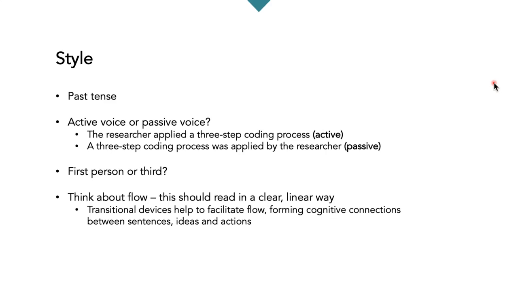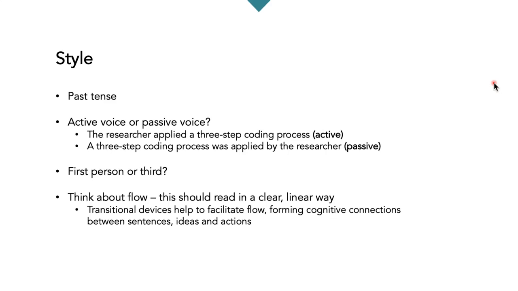The active voice is structured in terms of subject, verb, object. So we've got the example there that the researcher applied a 3-step coding process. So the researcher is the subject. Them applying is the action. That's what they're doing, and this 3-step coding process is the object of what they've done. That's the result structurally of that sentence. That's the active structure.